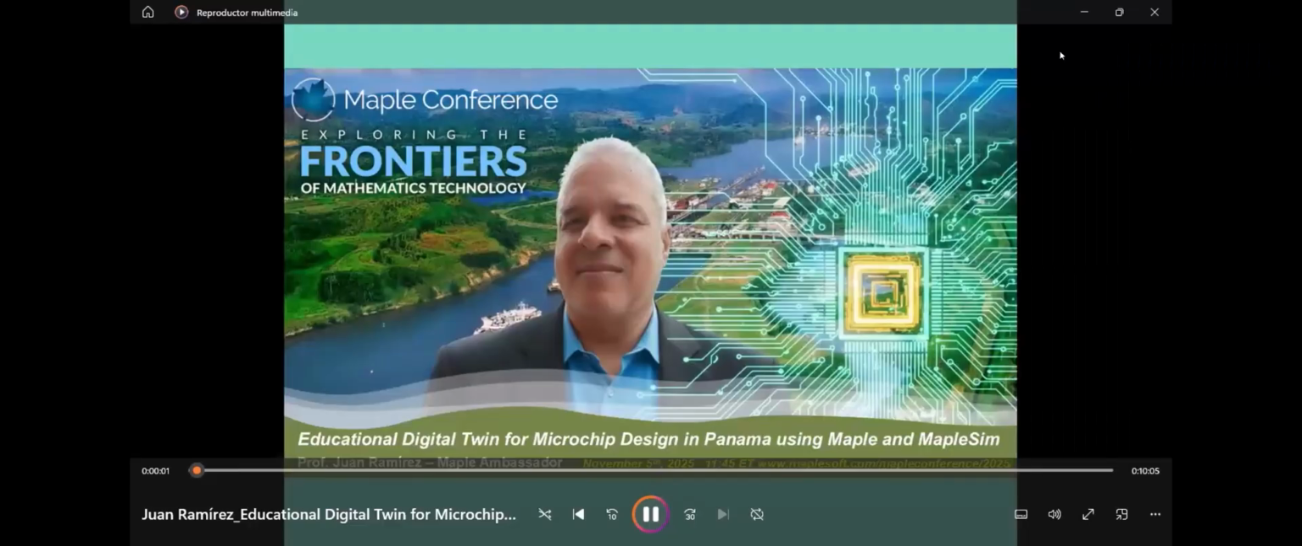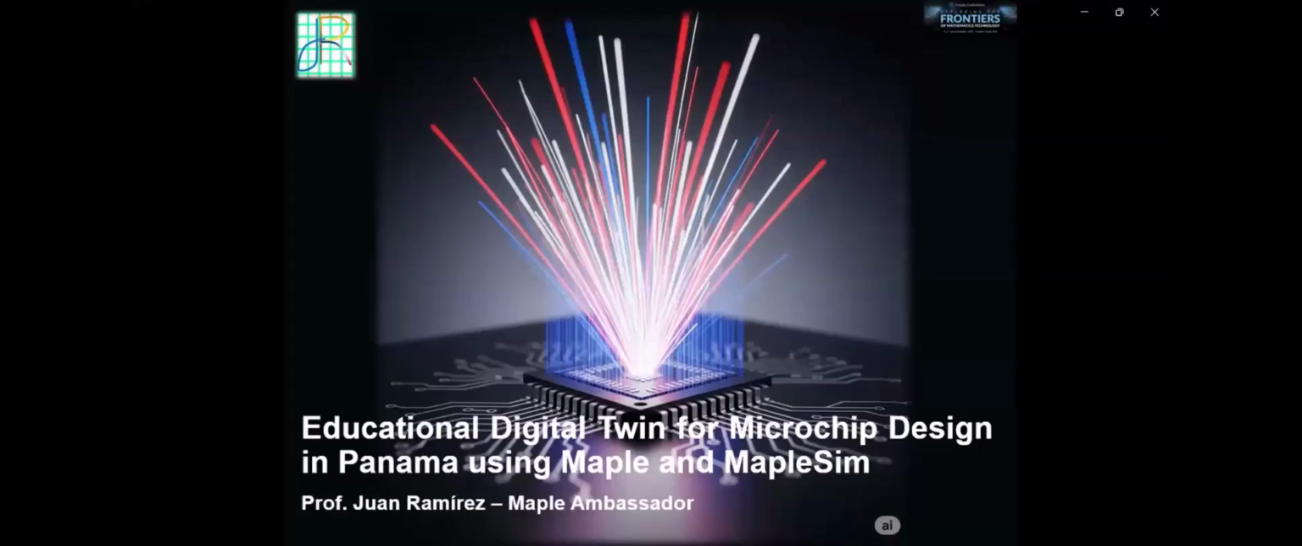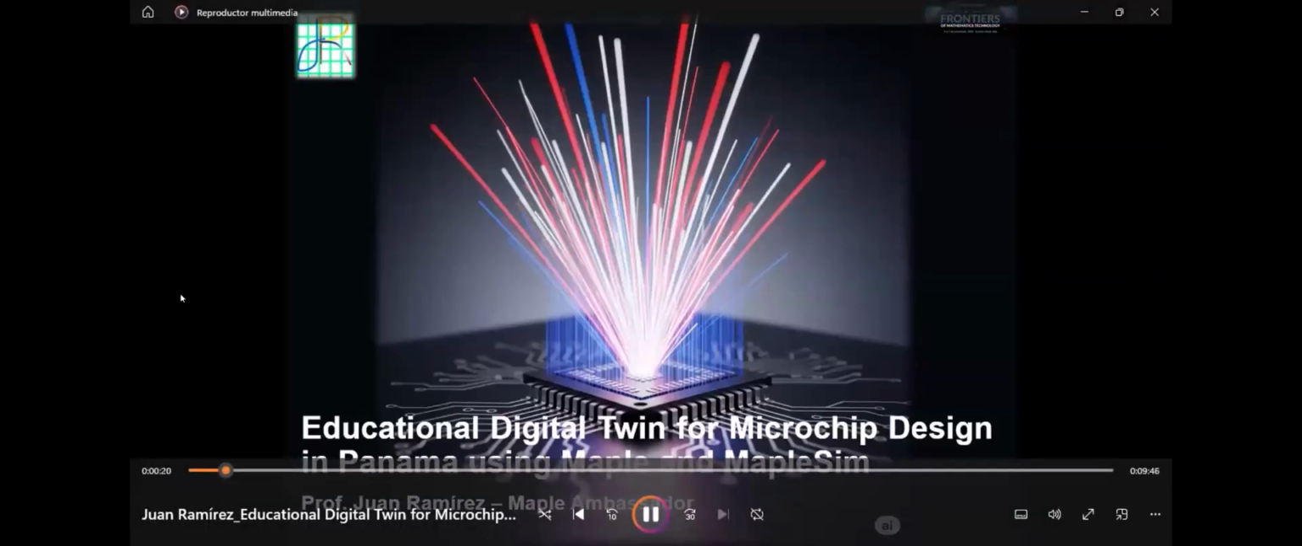Hello, everyone. My name is Juan Ramirez, and it is an honor to be here at the Maple Conference 2025. Today, I present Educational Digital Twin for Microchip Design in Panama using Maple and MapleSim. This project is a key piece in the effort to prepare the next generation of engineers in my country, Panama, and support the national semiconductor strategy.